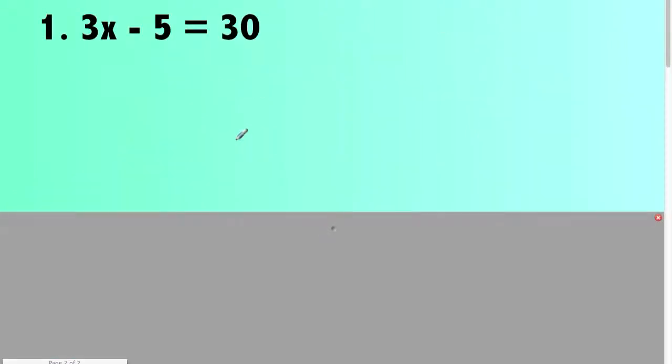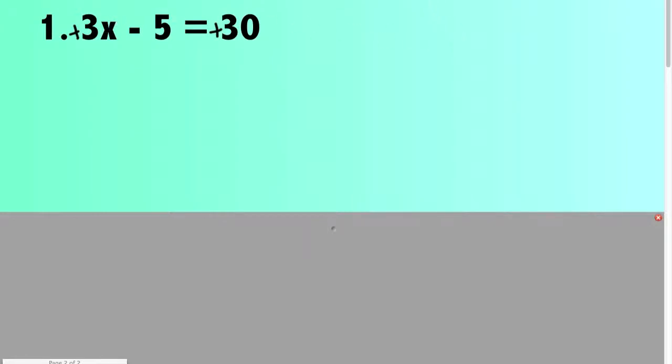So let's get started. First one is 3x minus 5. So this is a multi-step question. So what I like to do, the first thing, is I like to put the signs of what, either positive or negative, in front of anything that does not have a sign. So this is a positive 3x and this is a positive 30. And that is going to help you later on when you're trying to add and subtract and do inverse operation.